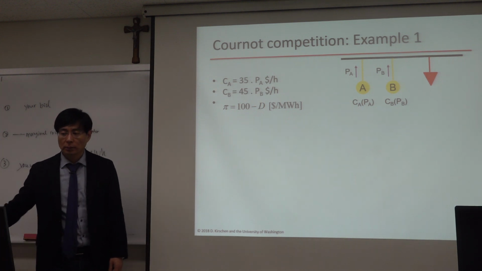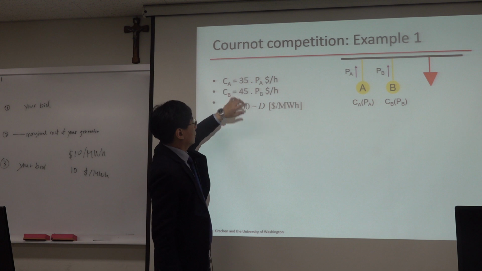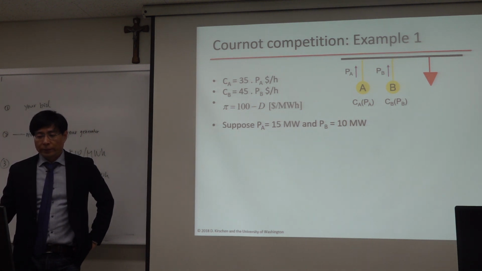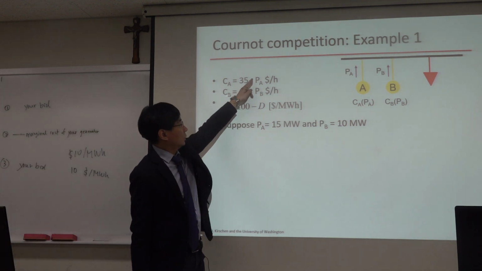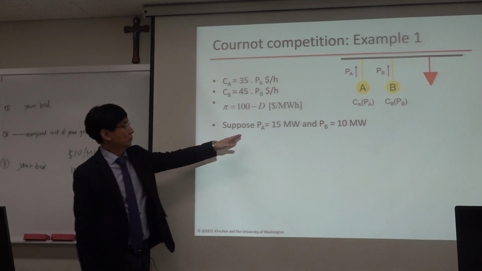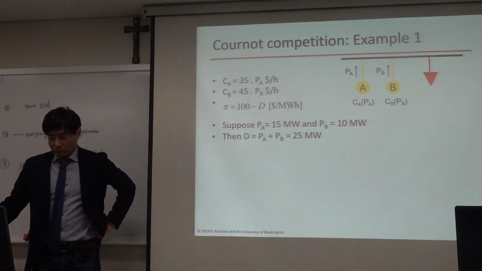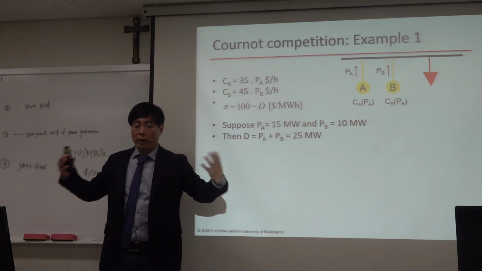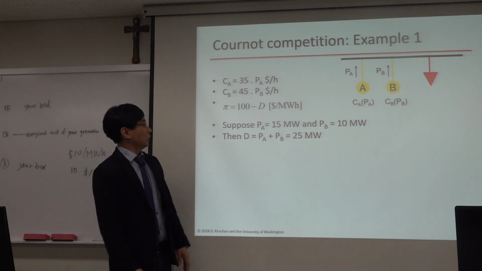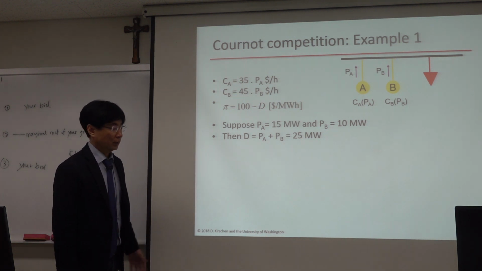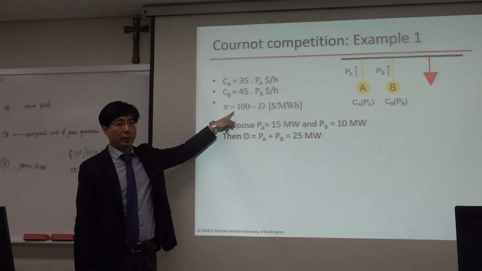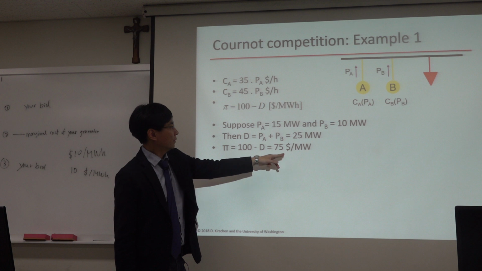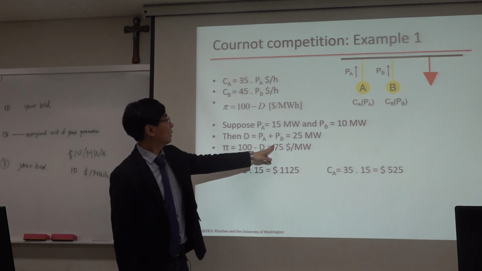Let's look at another example based on Cournot competition. $35, $45, same as before, and this is the inverse demand curve. Suppose that, actually we need to determine these quantities PA and PB, but just suppose that PA is 15 and PB is 10, and see what happens. So the demand is 15 plus 10, 25. Here the assumption of the Cournot model is that anyway the market will absorb this total quantity. So it is a very, very simplified model. Actually we do not exactly know this inverse demand curve. It is just an example. So the market price is 100 minus 25, and the revenue is 75 times 15.